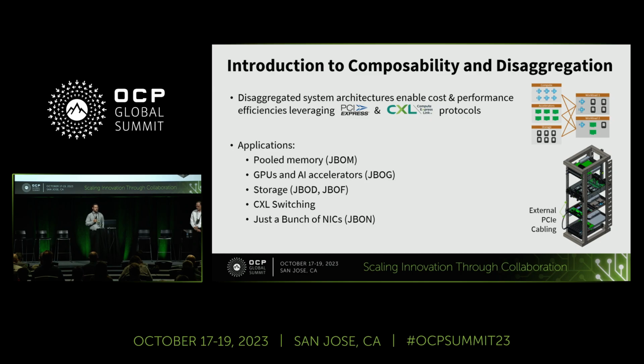So some applications, and you heard some speakers before me talk about pooled and shared memory, GPUs and AI accelerators. Obviously, that's a big topic for this summit. And then storage, whether it's drives or flash storage, CXL switching, we just heard a question about that. We'll talk a little bit about rack level disaggregation, and a new concept of disaggregating the network interface card from the server. And you see these acronyms, JBOM, JBOG, just a bunch of, and that's really pulling all of these devices together into one aggregate box.